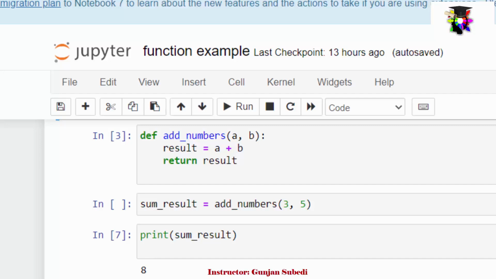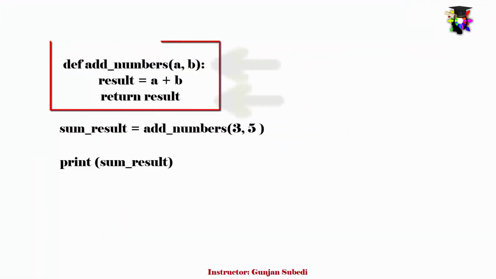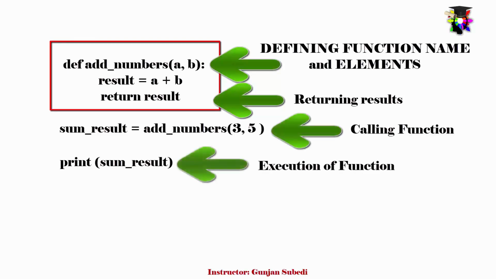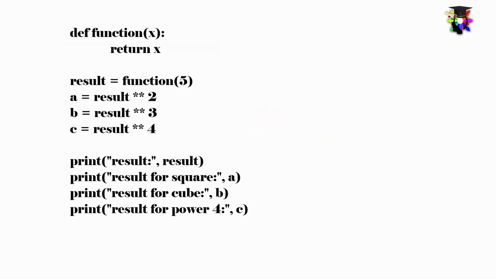So here, there are three definite parts in the function. The first part is the defining and returning part. The second part is the calling part. And the last part is the execution of the function part. Let us see another example.